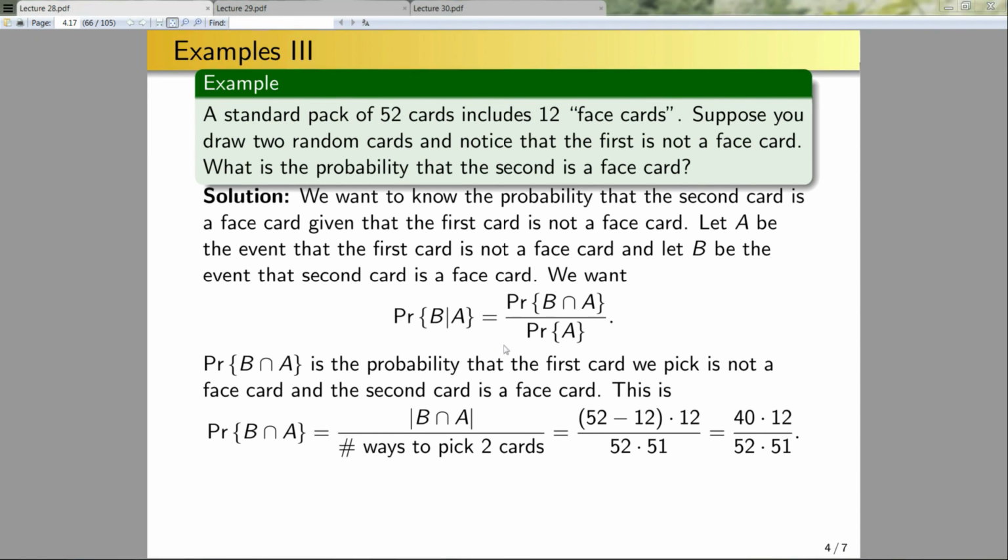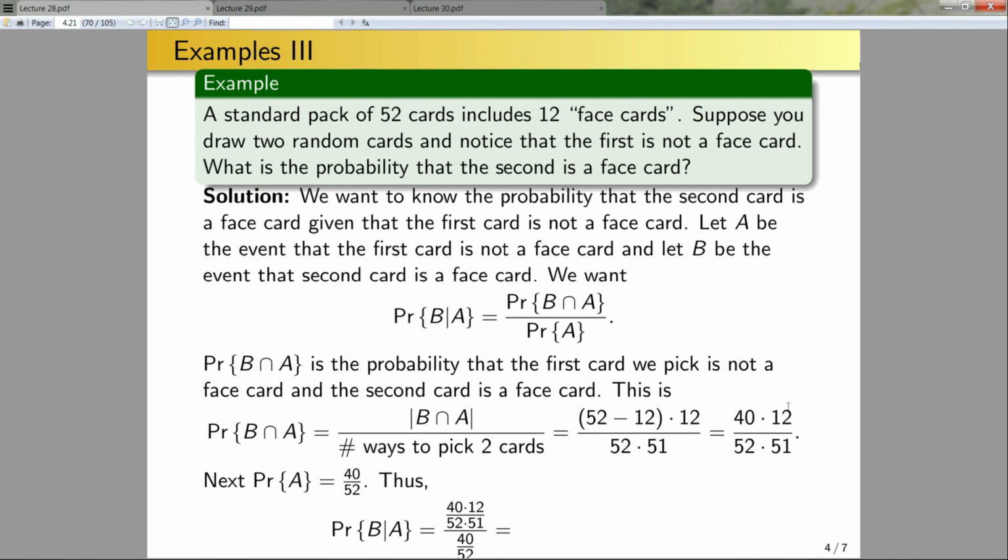Now I need to know the probability that A occurs on its own. Well, again, there's exactly 40 cards that are not face cards, and I'm picking the first card out of the deck, so the probability of A will simply be 40, the number of ways that I can pick a non-face card, divided by 52, the number of ways that I can pick the first card out of the deck. So this will simply be 40 over 52. So from here, I can put all of this together. Thus, the probability of B given A is simply this expression here.